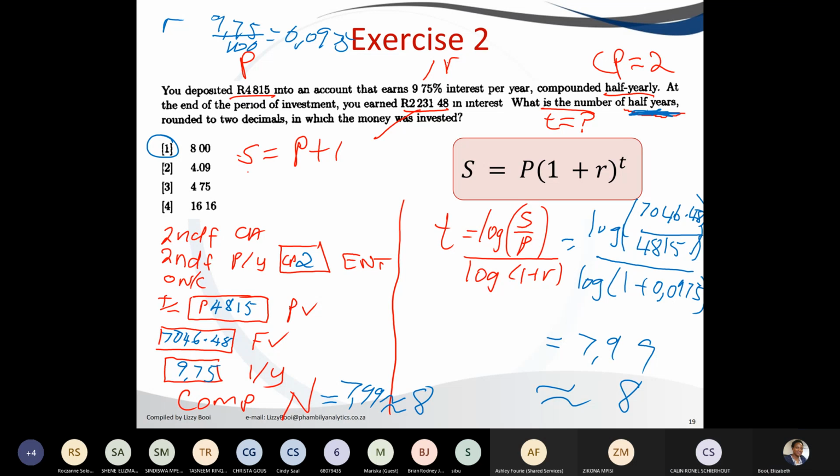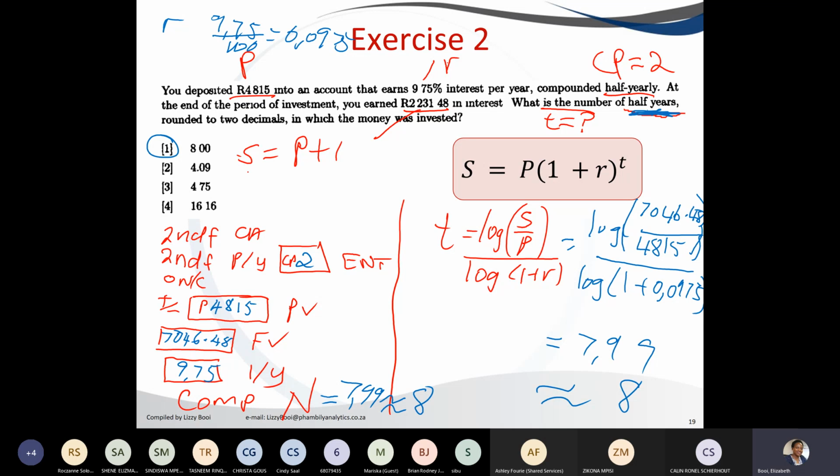7046.48 divided by 4815 equals, when you get 1.5666, you just press log on your calculator. If it's written in orange or yellow, then you press the second function or the shift on your calculator and then press the log. And it will give you the answer.